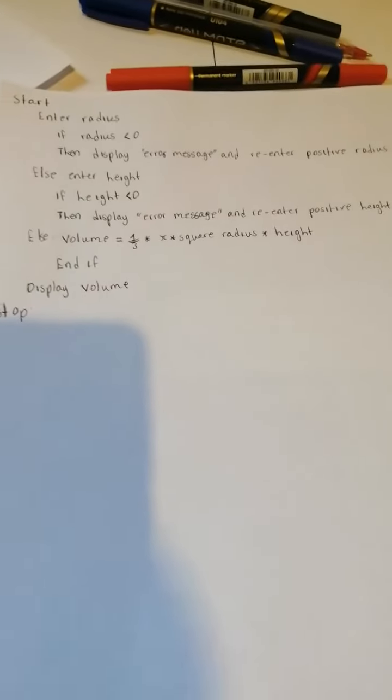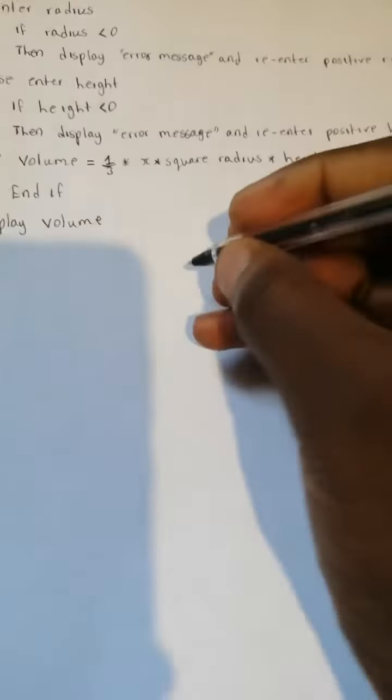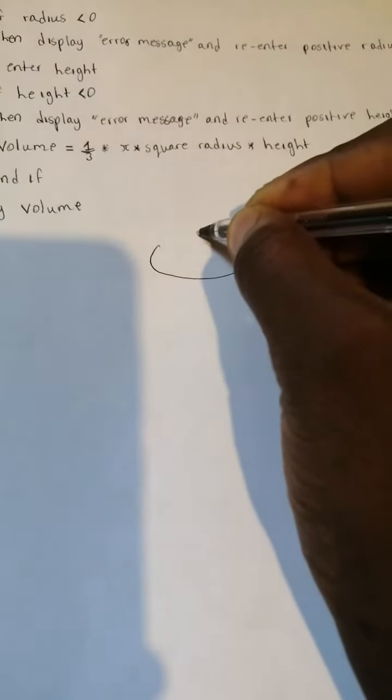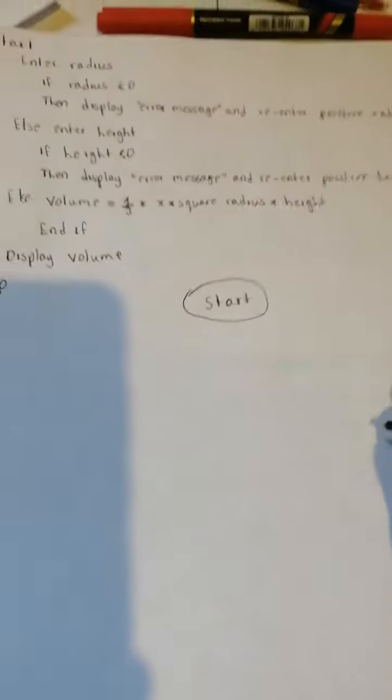So the first thing you have to do is know the shapes. First here we have start. The first thing you're going to do is draw an oval shape like that, which is for start. Inside there, you're going to write start like that. So that's our first step.